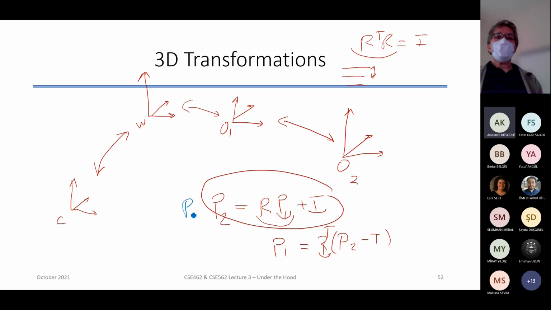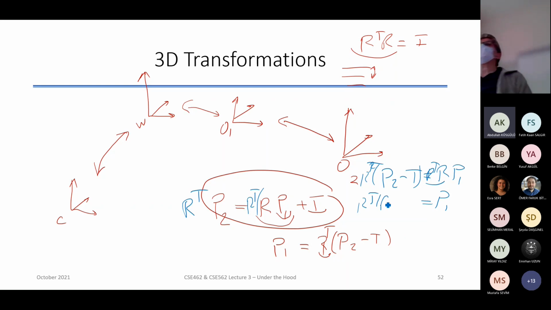So in that case, if I take this and do a simple manipulation, let's do it this way. First, P2 is R P1 plus T, so if I take T from both sides, I will have P2 minus T equals R P1. And then if I multiply each side by R transpose, R transpose R goes to identity. So P1 will be R transpose times P2 minus T. So you can do an inverse transformation this way: you take this, you translate, and then you do the inverse rotation. The inverse of the translation is minus. The inverse of the rotation is the transpose of the rotation. All right, very simple.